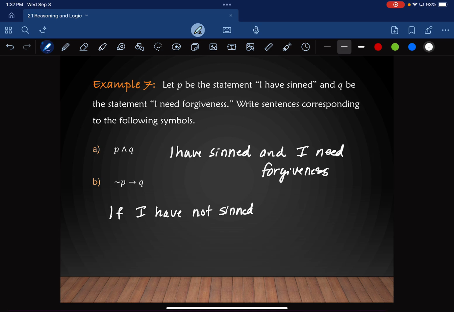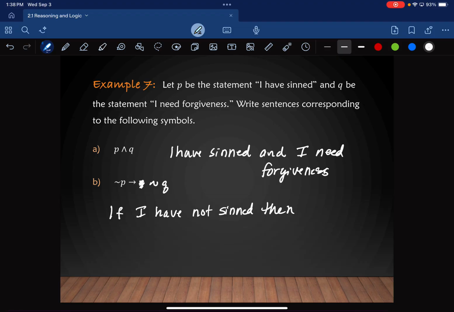What comes next? Then. Then what? Ours has a tilde, but yours doesn't. Okay, a typo here. So yours has a tilde Q here? Yeah. Okay, cool. Thank you. We'll fix it so that it matches yours.